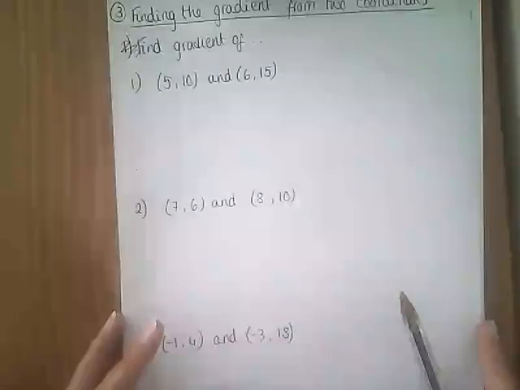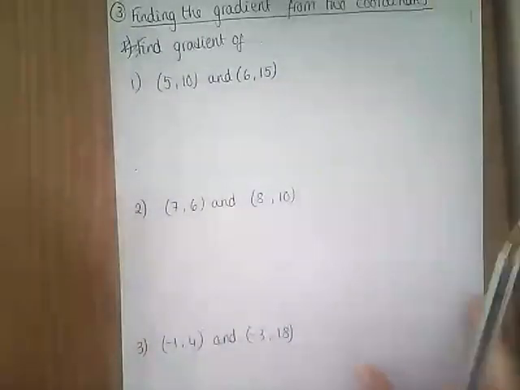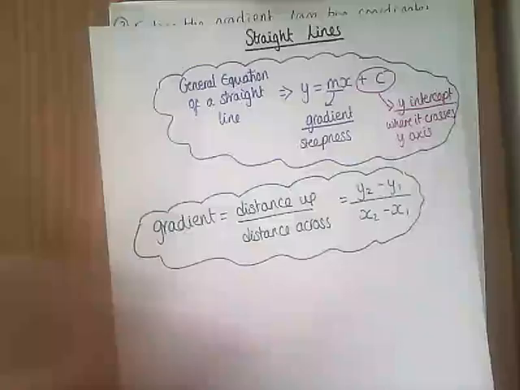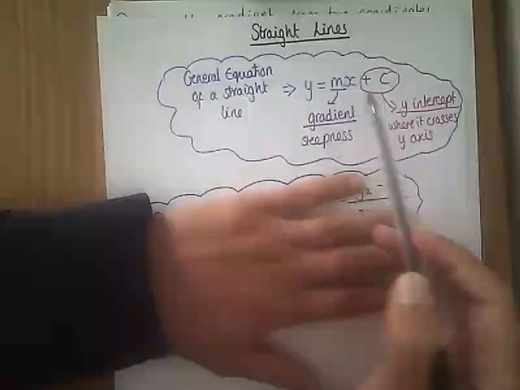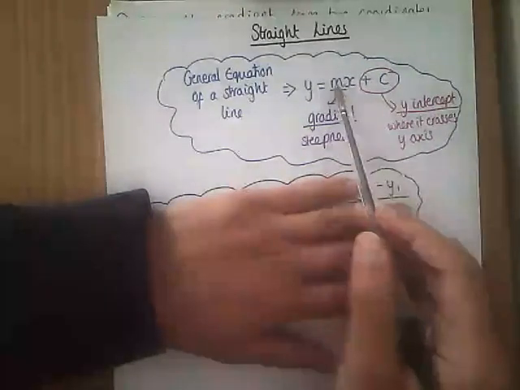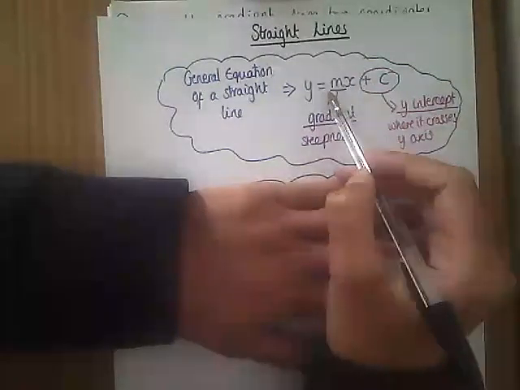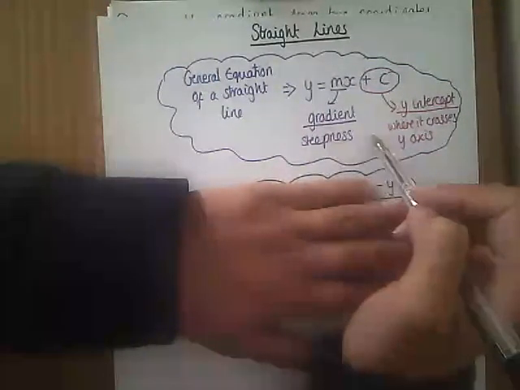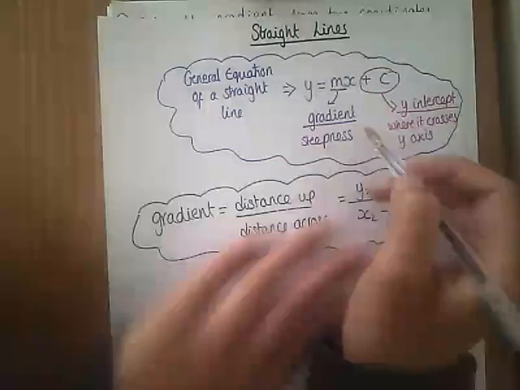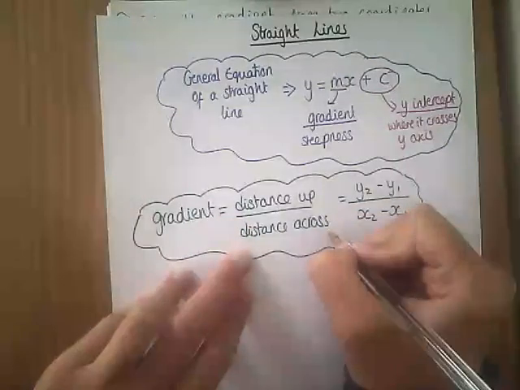We've already talked in the previous video about how the gradient is the steepness. That is what gradient means. The general equation of a straight line is y equals mx plus c. We talked about that on the previous video, where m is the gradient. So the higher the gradient, the steeper the line. The higher the number in front of x, the steeper the line is. Now, how do we calculate this steepness? We calculate it by doing the distance up divided by the distance across.